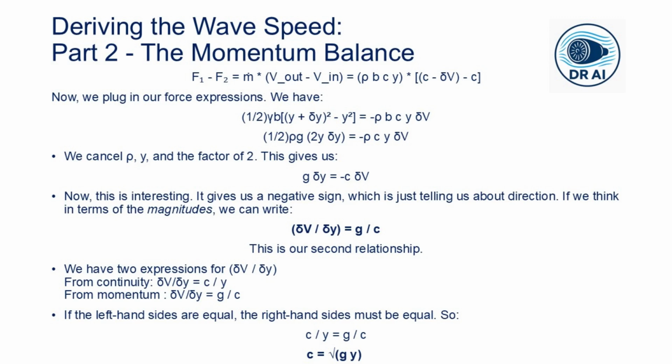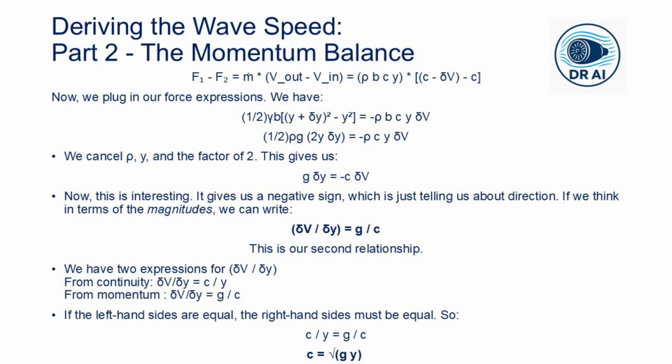Now this is interesting. It gives us a negative sign, which is just telling us about the direction. If we think in terms of the magnitudes, we can write delta V divided by delta Y must be equal to g over c. This is our second relationship.